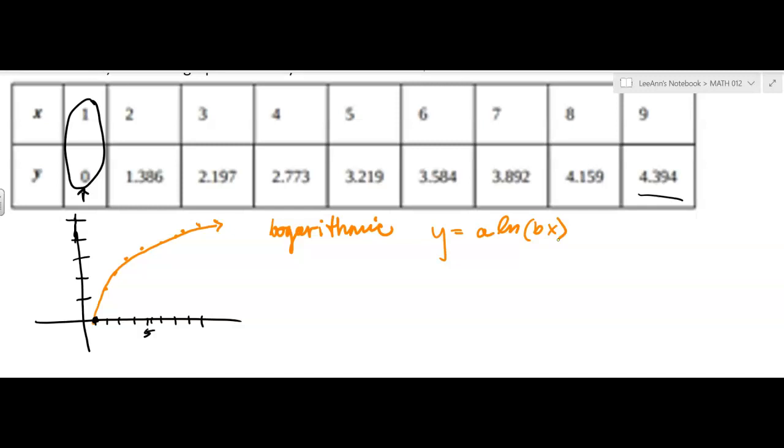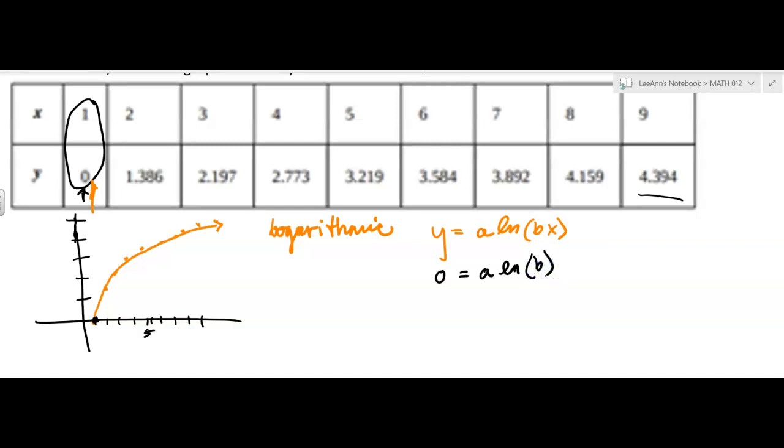Now we have to figure out what A and B are. But we know some information. We know that there's an output of 0 when x is 1.